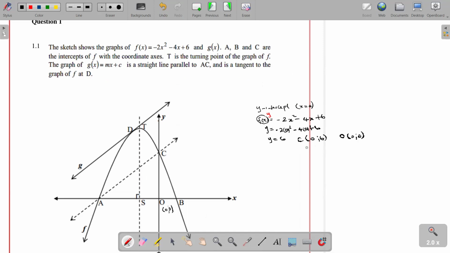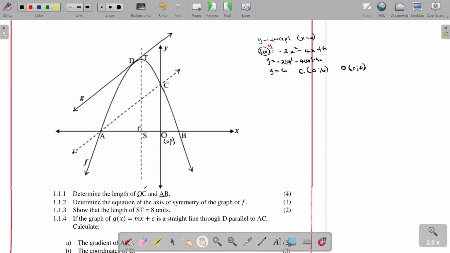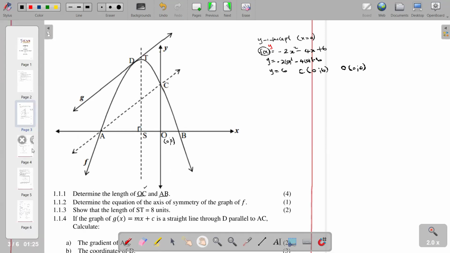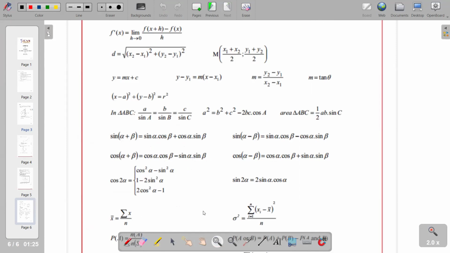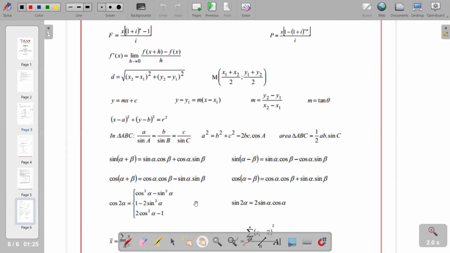So here we need the distance, because the question wanted the distance OC. So you can use the distance formula. If you check on our formula sheet, here is our formula sheet. Utilizing our formula sheet, we can apply the distance formula. Here it is.